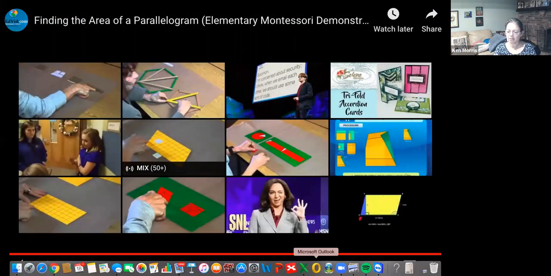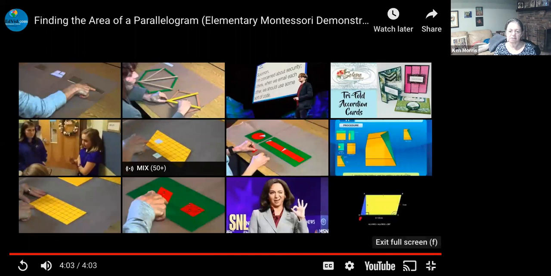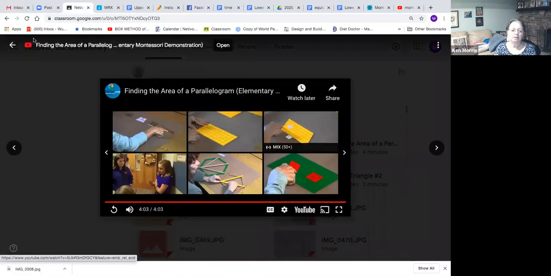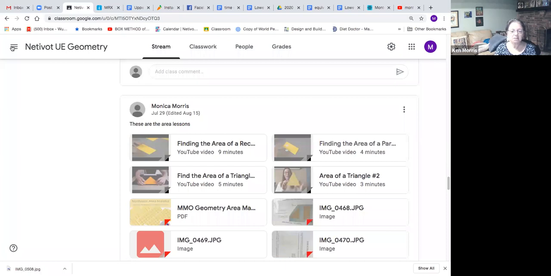Okay. All right, so that's really good. Lots of value there. Okay, so let's see what else we have. Parallelogram. Okay, let's look at the triangle.